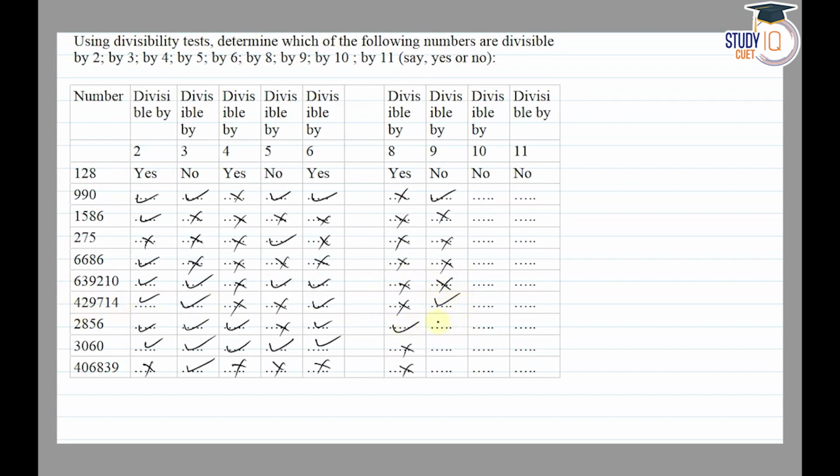Sum of all digits is not divisible by 9. Sum of all digits is divisible by 9. So this number is divisible by 9. Sum of all digits is not divisible by 9.